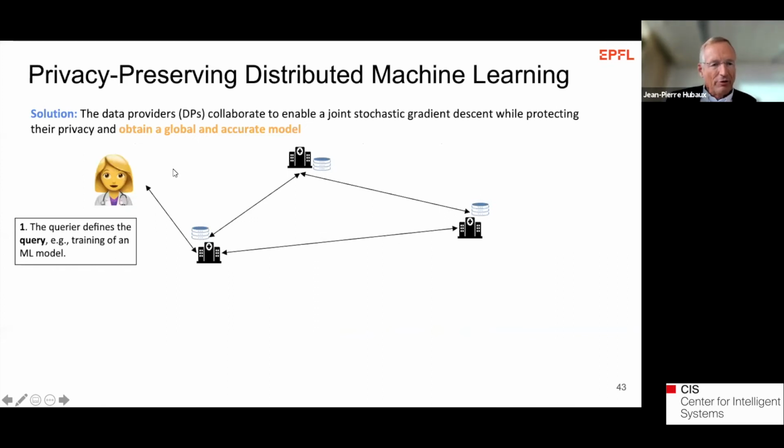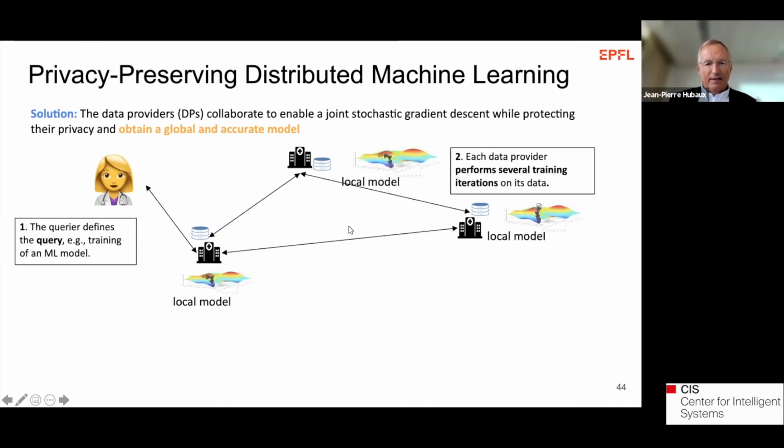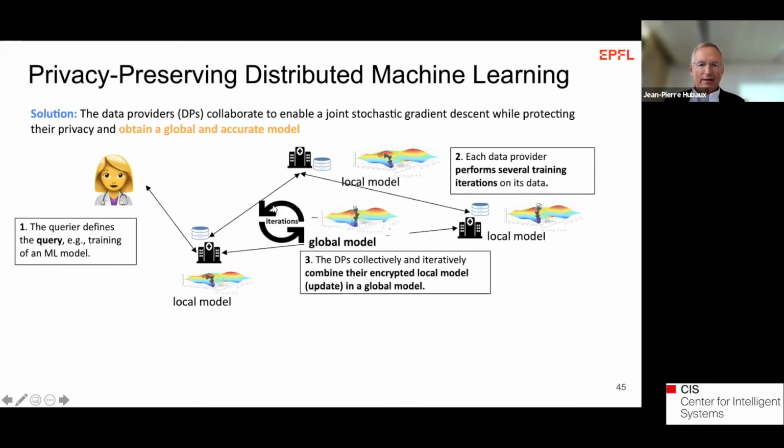If we go a bit more into detail, the querier defines the query, for example, training of an ML model on the data that is decentralized here. There is an offline phase, the key generation, model initialization, the usual stuff needed in crypto. Then the next phase is the elaboration of the local model based on the building block of gradient descent, but it can also be another algorithm, of course. There are several training iterations on the data locally, and then the global model gets little by little refined and improved based on the inputs of each of them. This is a way to emulate the behavior that would be observed if all the data were available locally in clear text.